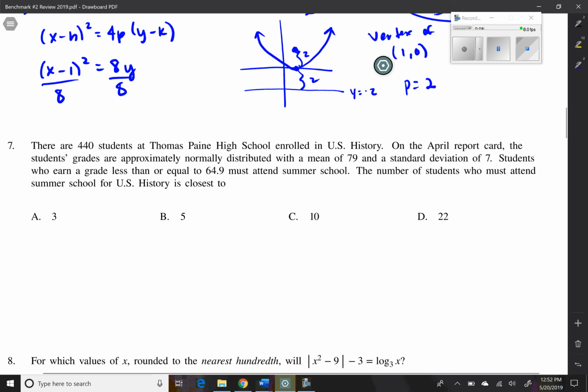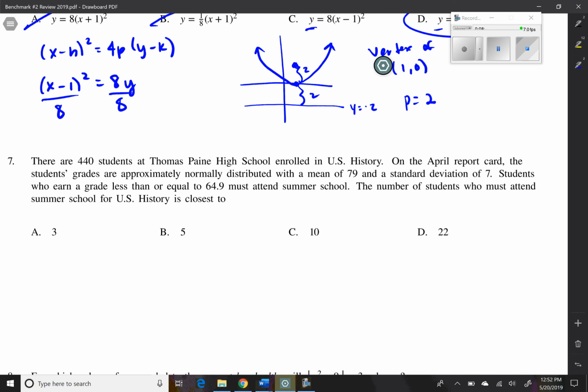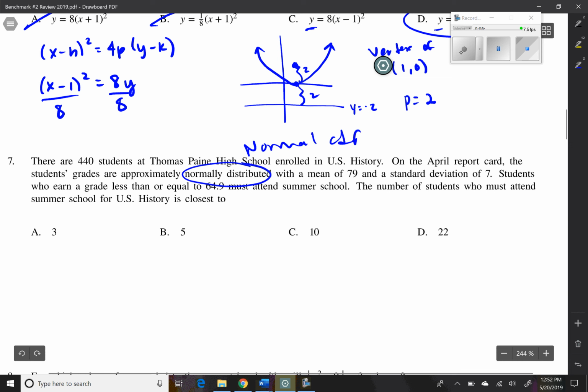Number 7 says there's 440 students at the high school. On the April report card, student grades are normally distributed. So as soon as I see this, I'm thinking normal CDF or Z-scores. Mean of 79, standard deviation of 7. Students who earn a grade less than or equal to 64.9 must attend summer school. The number of students who must attend summer school is closest to what?